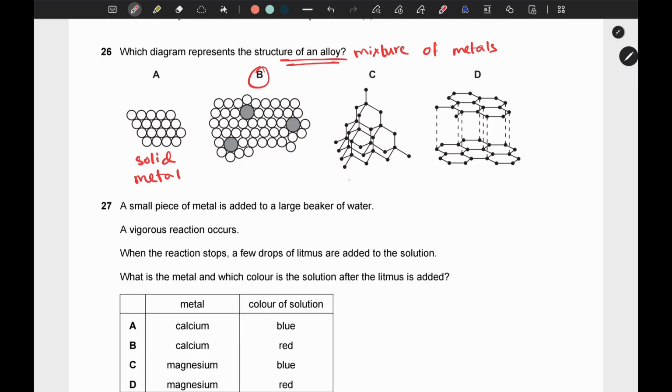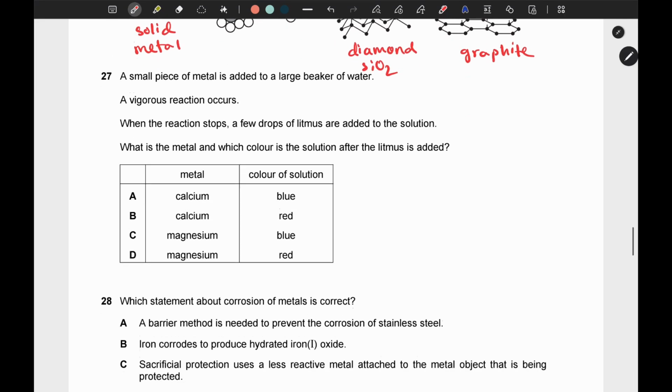Let's look at C. C is just diamond or silicon oxide, depending on what they are trying to show, and D is just graphite. So none of these are the answers.